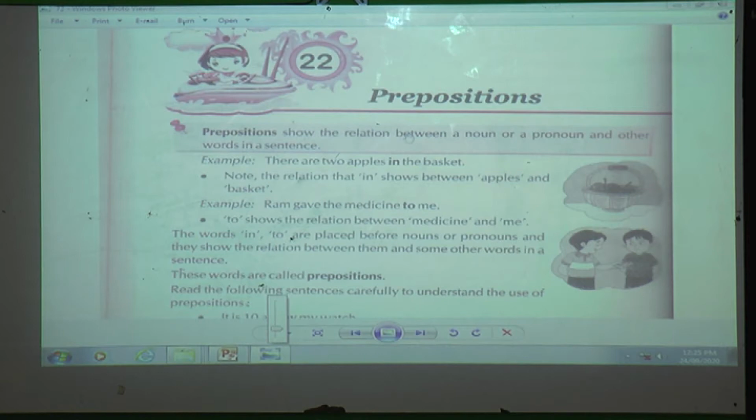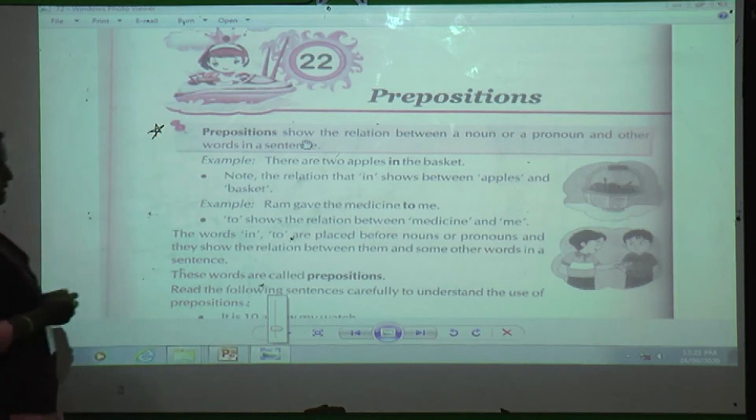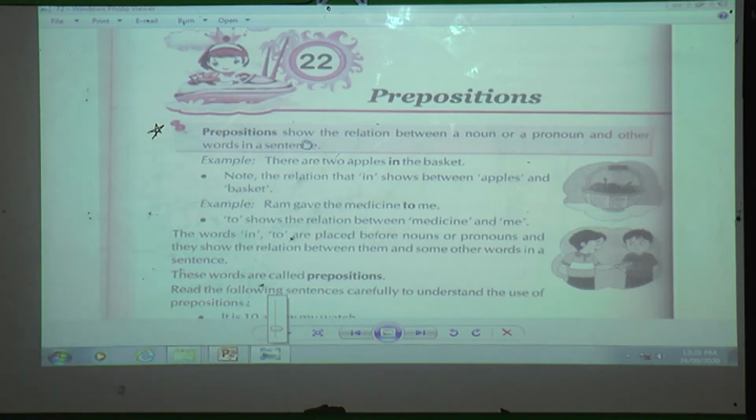A preposition shows the relation between a noun or a pronoun and other words in a sentence. Again, I'll repeat, students. What is a preposition? A preposition shows the relation between whom? Yes, noun, pronoun and whatever other words are there in a sentence. Okay, so what you have to do, students? Make a star over there to learn. This is the definition of preposition.